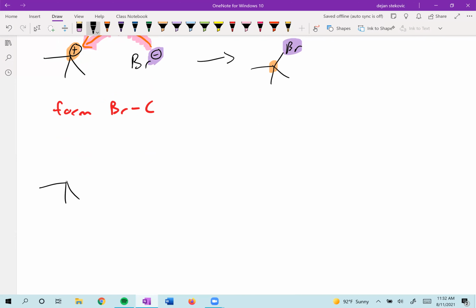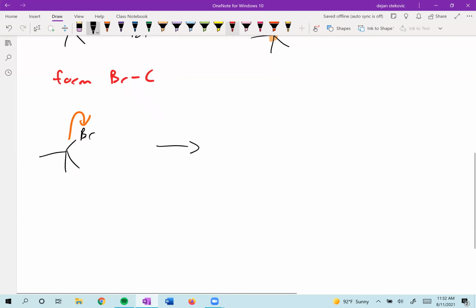Let's take a look at another example. Again, go ahead, pause the video, try to predict what's going to happen here. All right, so now we see this arrow starting off at this bond here and then going on to this bromine, right? So we have it starting off on a bond, which means that we're going to break that bond. So we're going to break this carbon bromine bond right here.